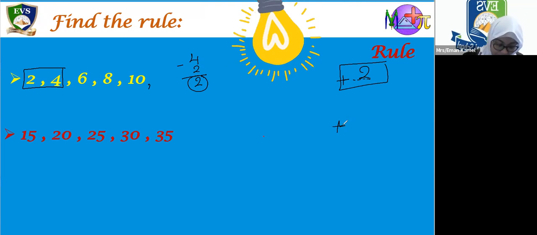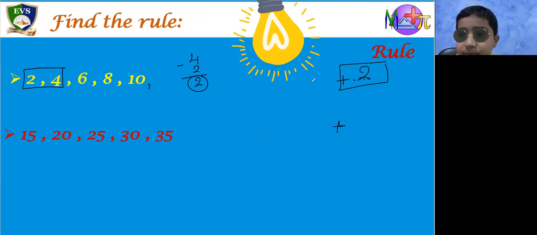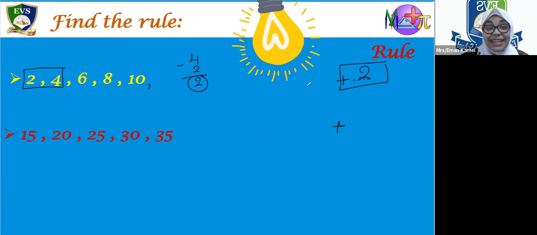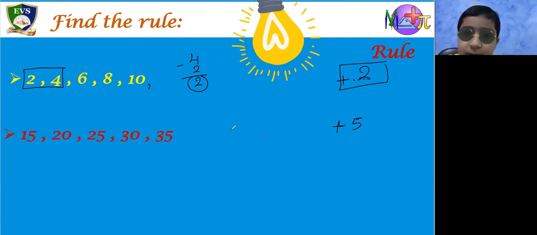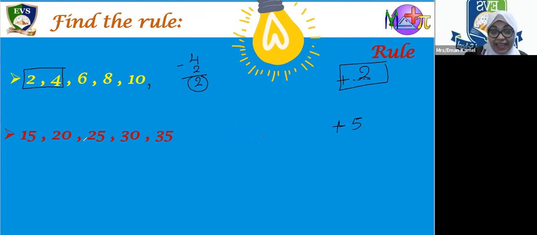Plus what, Muhammad? Plus five. Yes, it's plus five, but I'm asking you, how do you get five? 15, he makes 20 because he plus five. Yes, it's right, but if you want to know it's a plus what, you will add what? Take any two numbers, for example 15 and 20, and subtract the smaller from the greater. So it's 20 minus 15.